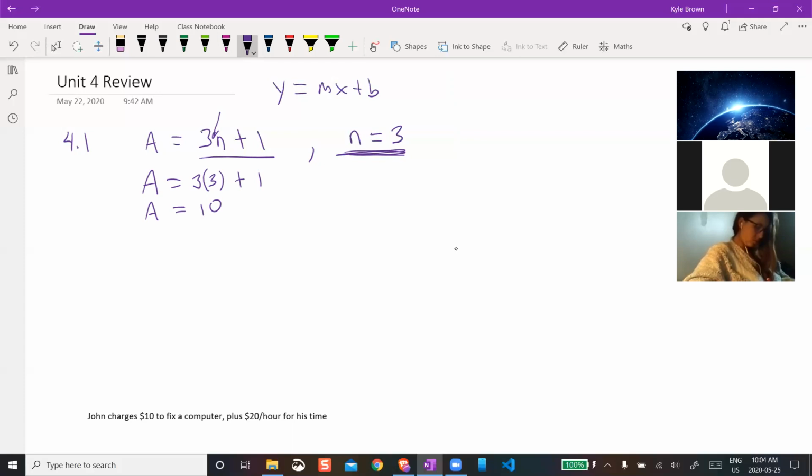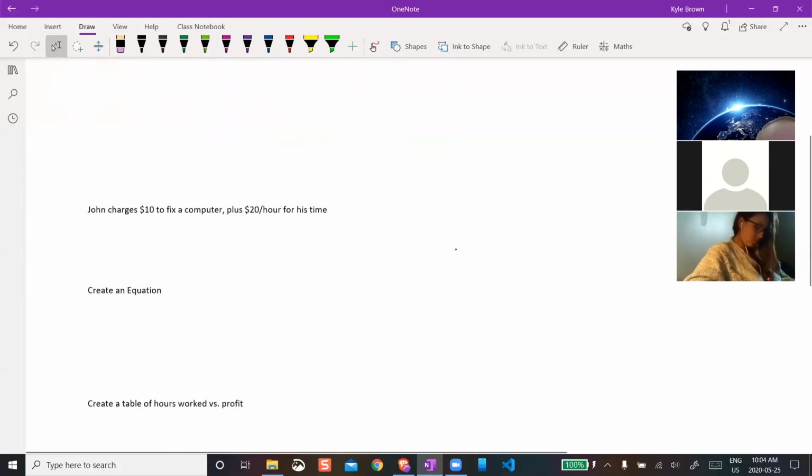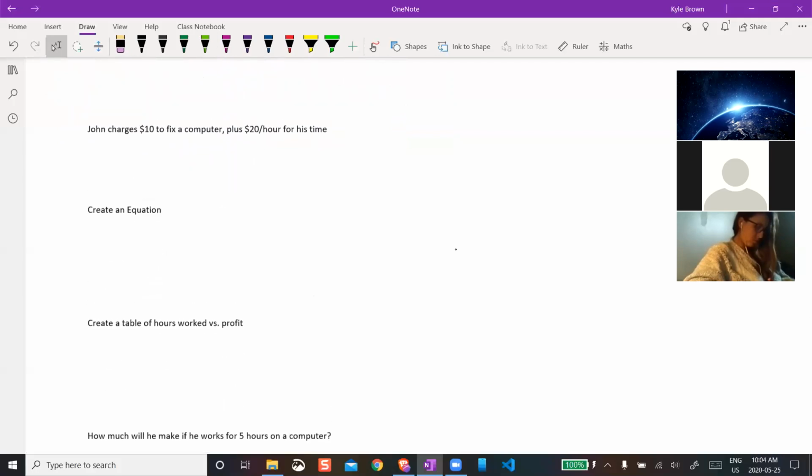But now maybe you get a question where, well, let's jump to one of those word problems, because I know this one kind of throws people off a little bit. So if this was our problem, they all kind of take this form, and the context will be a little different for everyone, but this one says John charges $10 to fix a computer, and then plus $20 an hour for his time, right? So if he's working on this, he's charging $20 an hour. And then the first one here says create an equation for this.